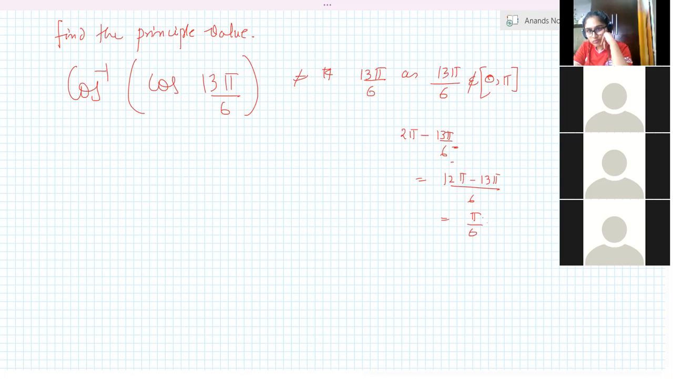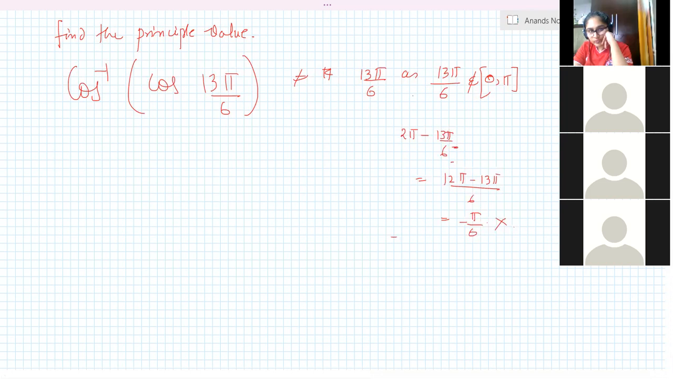So it's only minus pi by 6. Minus pi by 6, correct. Minus pi by 6 means again this is not okay. So I can't use 2 pi minus theta also. Then someone is chatting with me the answer. Very good, 2 pi plus pi by 6. Okay.